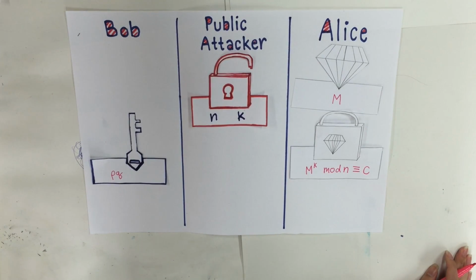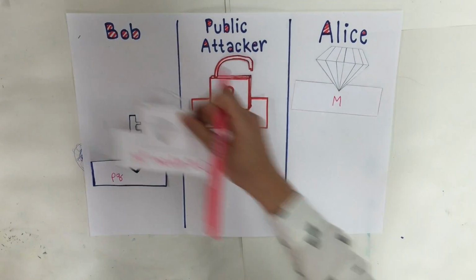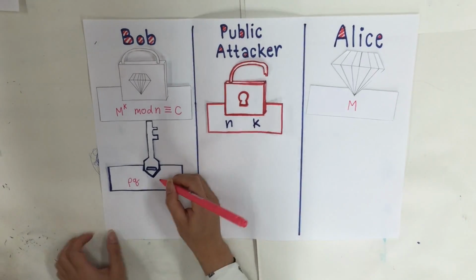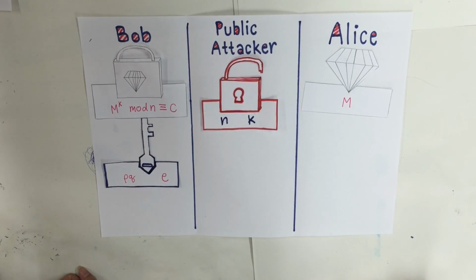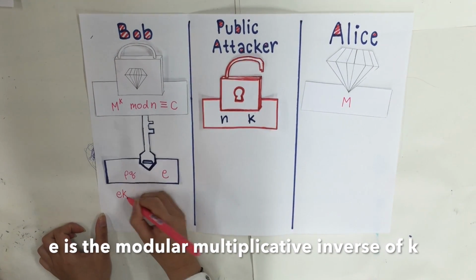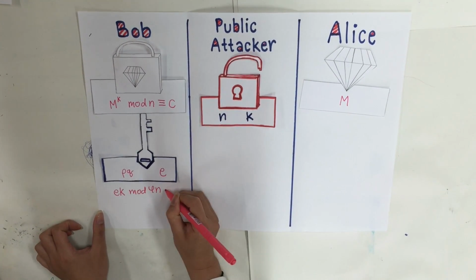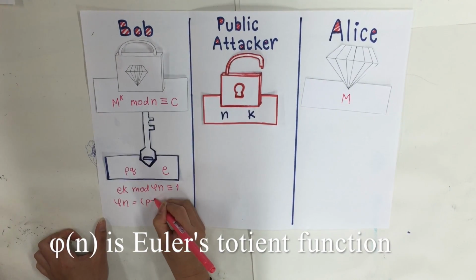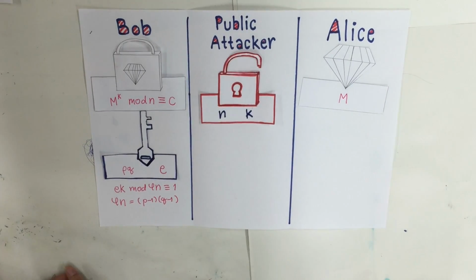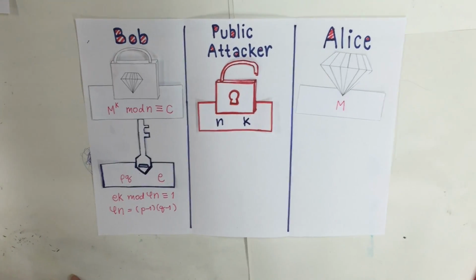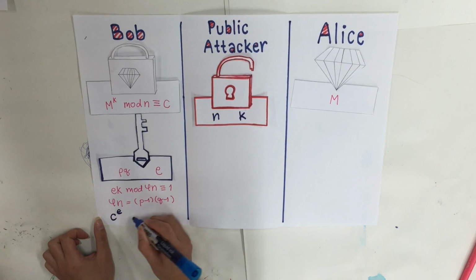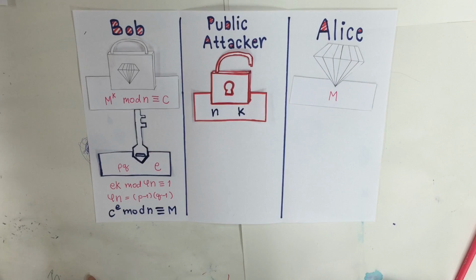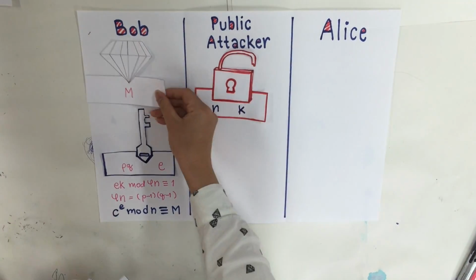This encrypted message C would then be sent to Bob, who can decrypt it by using another private key E, using the equation e k mod phi n congruent to 1, where phi n is equal to p minus 1 times q minus 1. Because of the mathematical difficulty in factorizing the large number n, people other than Bob would not be able to work out E. Finally, the equation c to the power of E mod n congruent to m allows Bob to work out m.